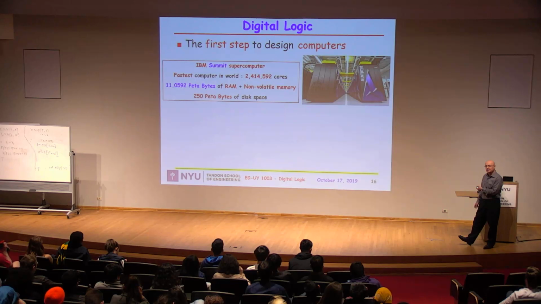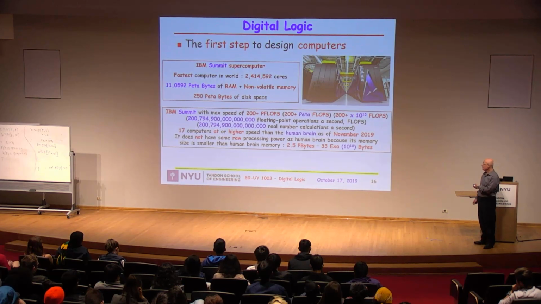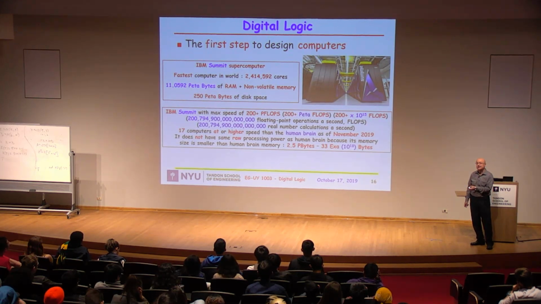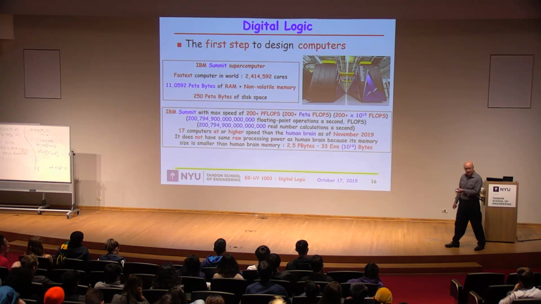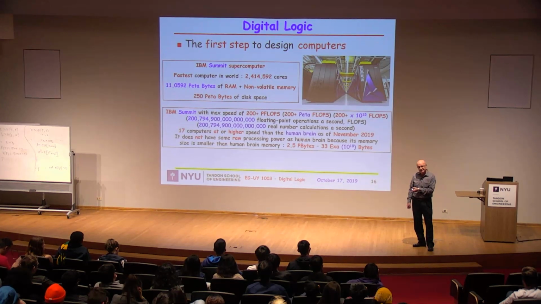How can you program this computer with more than 2 million cores? And look at the size of the RAM space, 11 petabytes of RAM there. So everybody, the Summit computer is one of 17 computers that are faster than the human brain. So everybody, we are going in that direction. Machines are becoming smarter and faster than human beings.